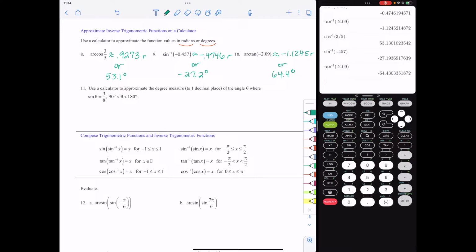Okay, now let's take a look at number 11. I'm going to keep the calculator out for this one because they've asked us again to use a calculator to approximate the degree measure.